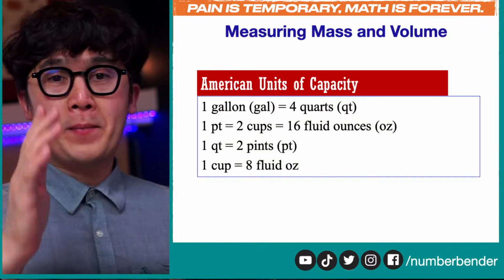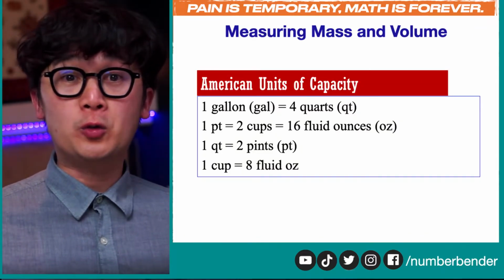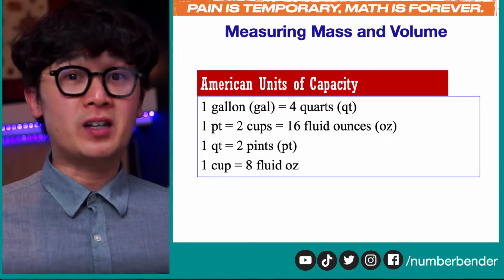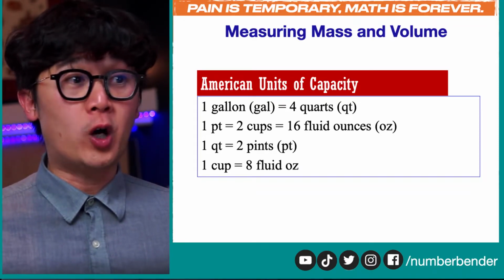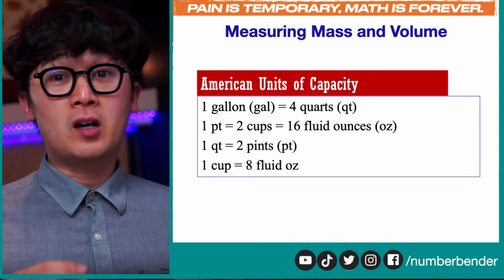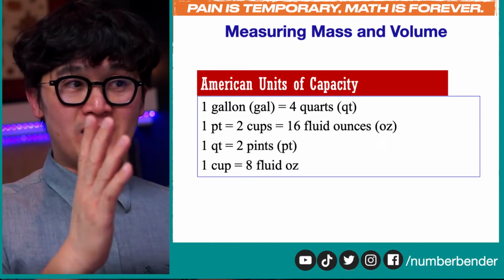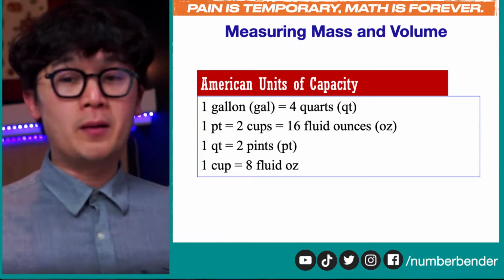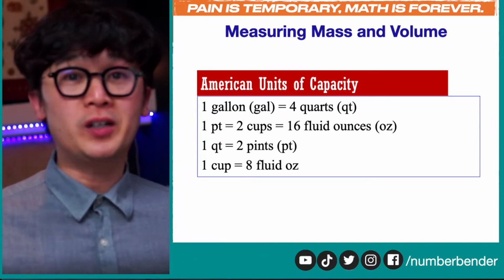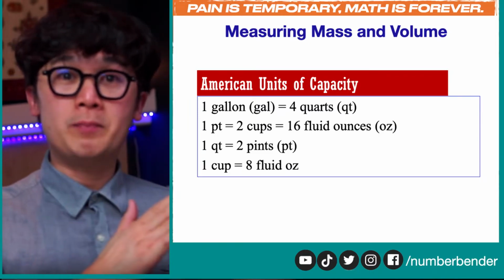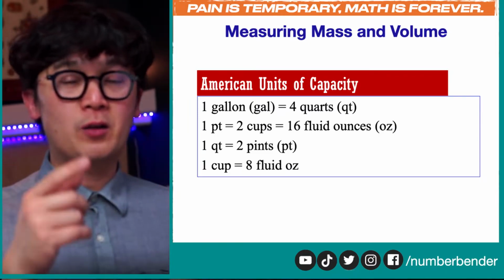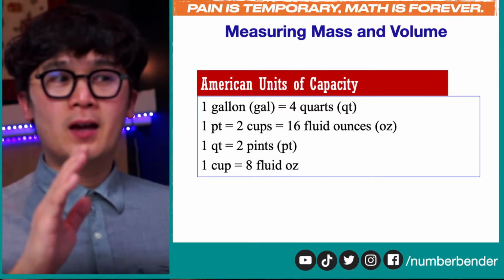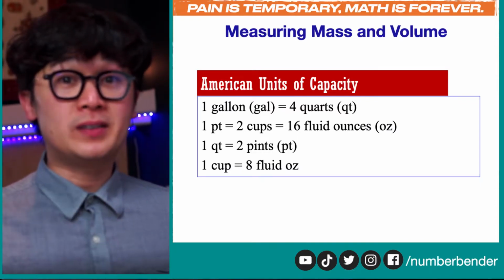The American unit of capacity is the measuring system that we use in the United States. So we have a gallon, quarts, ounces, pints, and cups. And this is the cheat sheet, or the unit of conversion, that we are using so that we can convert one unit of measurement to another. And we're going to be using that in some of our problems in today's lesson.